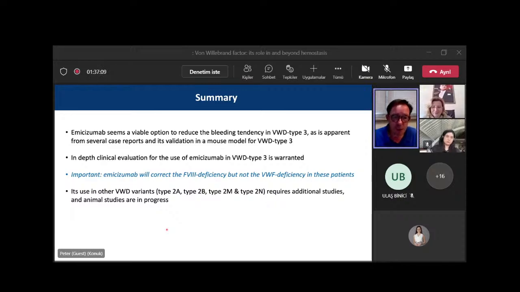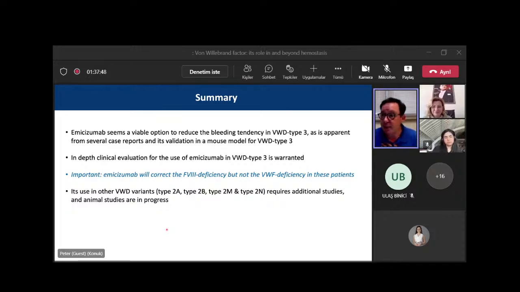It seems to be a viable option to reduce most of the bleeding tendency in type 3, as is apparent from these case reports. And actually in our lab, we have been treating our VWD type 3 mice with emicizumab, and we see a strong reduction in the bleeding tendency in these mice. So there is really something going on with emicizumab and type 3. But of course, these are anecdotal presentations, and I think it would be very wise if some kind of in-depth clinical trial is set up to test the use of emicizumab in Willebrand disease type 3.